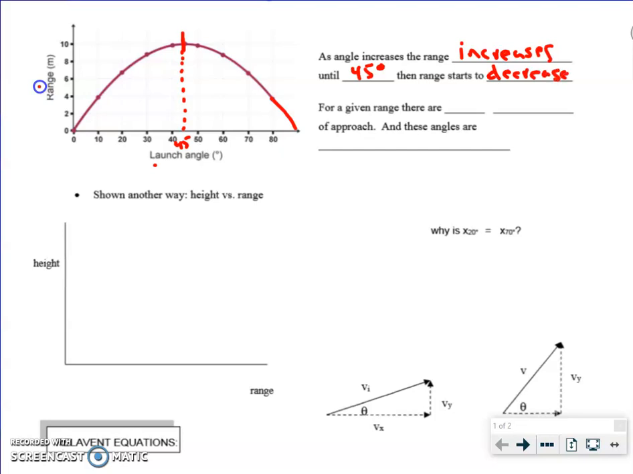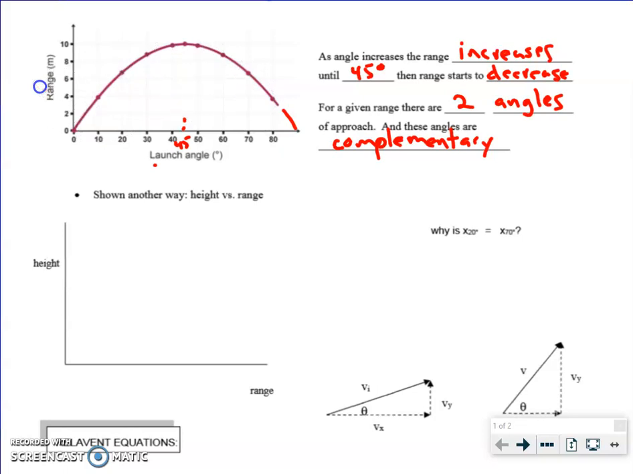Okay, and then for a given range, there are two angles of approach. And these angles are complementary. I didn't ask you about that in the lab, but here's what I'm talking about. In other words, if I want to fire something in this graph 6 meters, I can do it at that angle, which is about 15 degrees, or I can fire it at that angle, which is about 75 degrees. And 75 and 15 add up to 90, hence they're complementary.